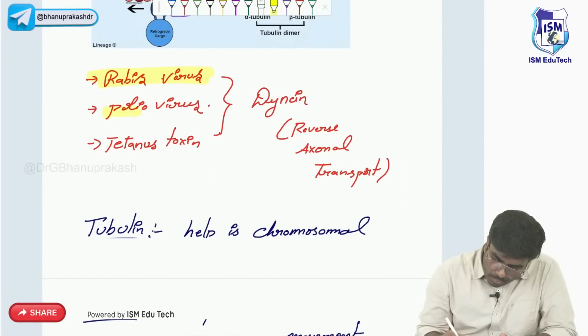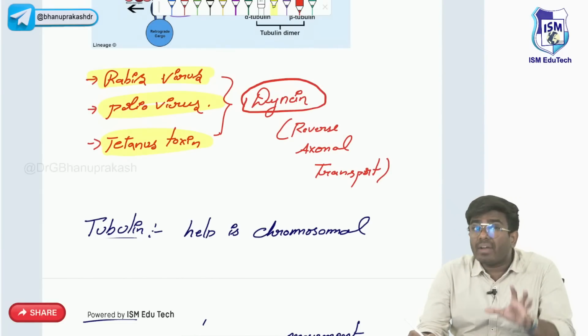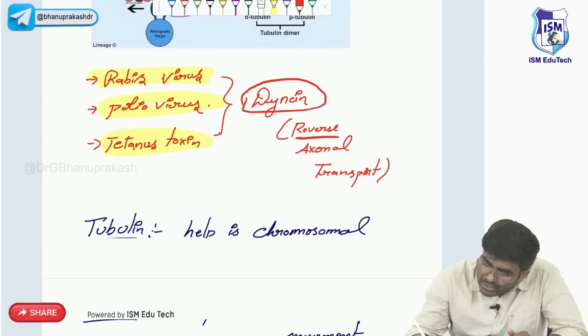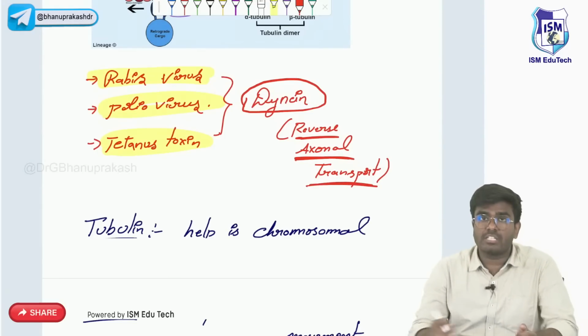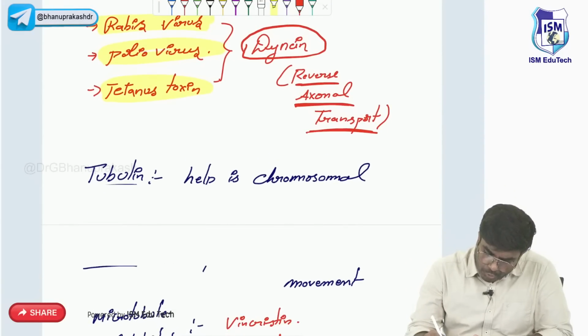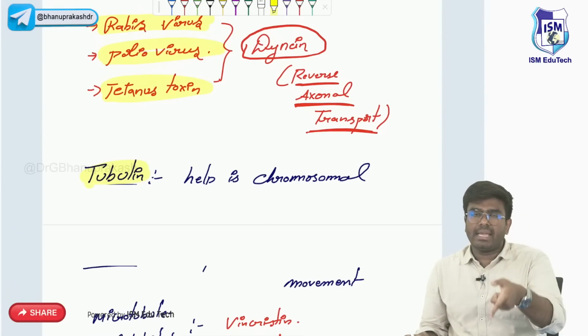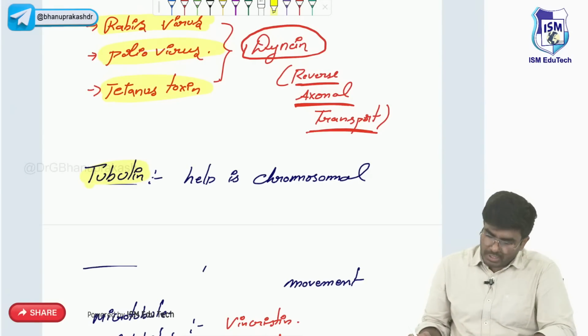The rabies virus, polio virus, and the tetanus toxin, all of them use the dynein molecule. By using this dynein molecule, their retrograde axonal transport will occur, so they will reach the central nervous system. Next, tubulin. We have discussed dynein and kinesin. Done. Now let's talk about the tubulin molecule.